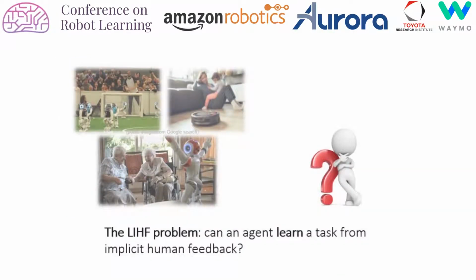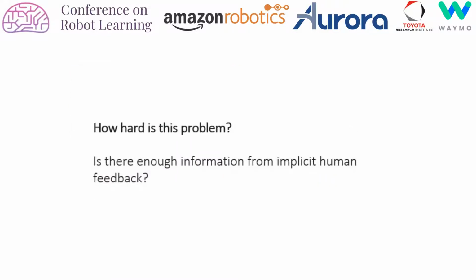To approach the LIFE problem, we ask the question: can an agent learn a task from implicit feedback it receives from its human user? You might be wondering, is there enough information from implicit human feedback to enable learning?